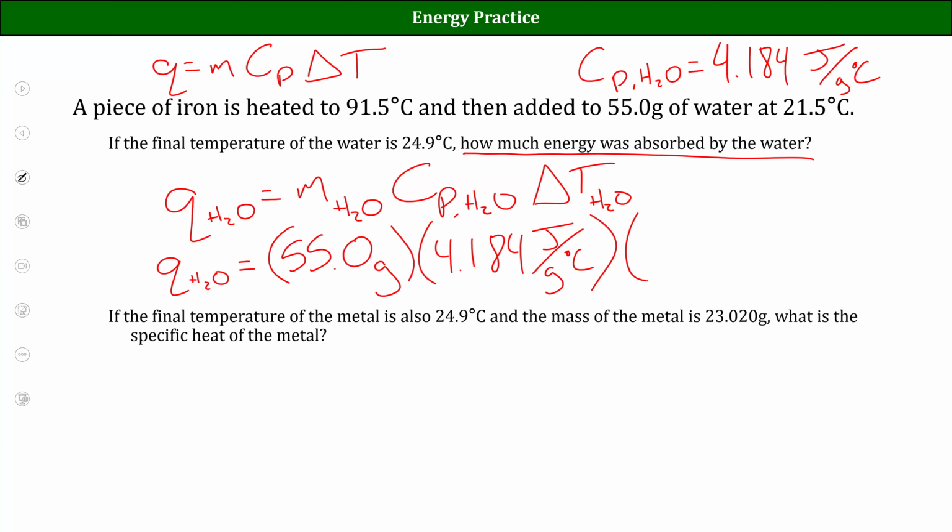What's the change in temperature for the water? So we want to make sure we keep track of the signs properly, right? Delta, change, always means final minus initial. So if we wanted to plug it in, we could write it as final temperature minus initial temperature. Or you can do that subtraction before you plug it in and get 3.4 degrees Celsius.